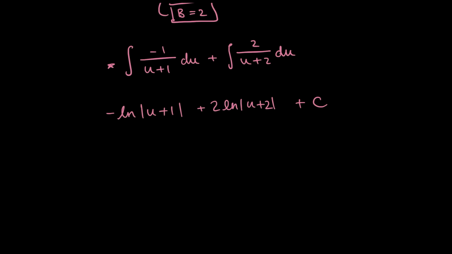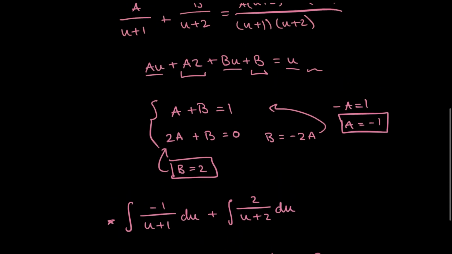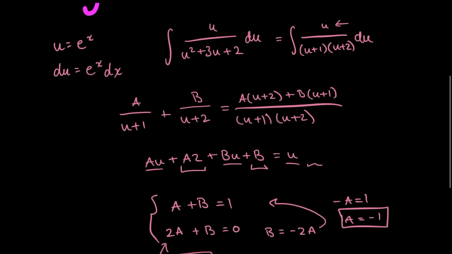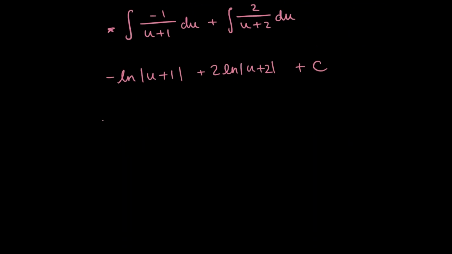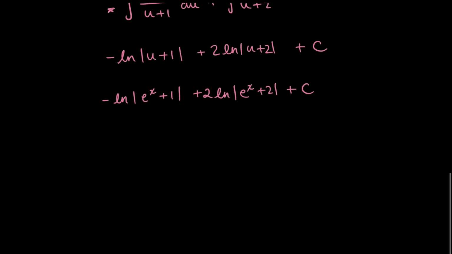Now you think that we're done, but we are not quite yet. Remember that our original integral was in terms of x, and we had a substitution going on. We defined u as the exponent, e to the x, so I have to put that back in. So negative ln of e to the x plus 1 plus 2 natural log of e to the x plus 2 plus the arbitrary constant c. Now this is a good enough answer, but I want to go the extra step and write everything in as simplified a form as I could get.